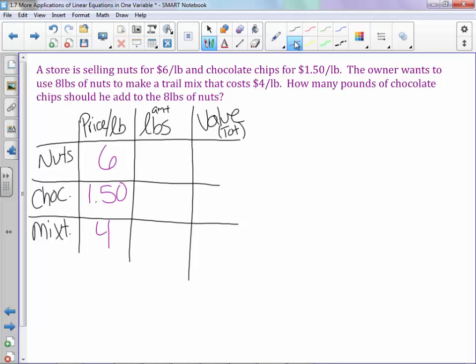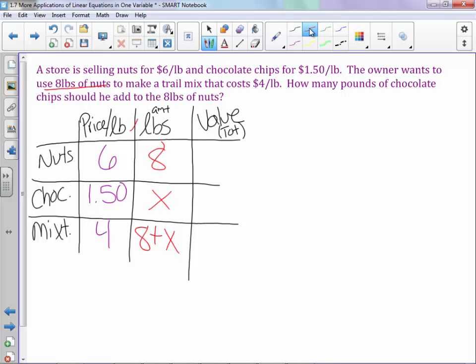Now let's look at the amount of all of them. We want to use 8 pounds of nuts. So we've got 8 pounds. And we are asking how many pounds of chocolate chips. So that's what we don't know. But we're mixing these two together to get our trail mix. So our mix is just going to be how much nuts we put in plus how much chocolate chips we put in. So it's just adding them together.